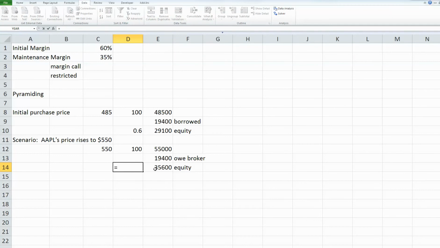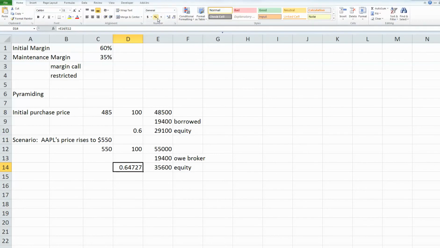As a percentage, that's 35,600 divided by 55,000. My equity is now up to 64.73%. I have extra equity. I am only required, in the sense of not having a restricted account, to have 60% equity. So I have an extra 4.73% of equity.